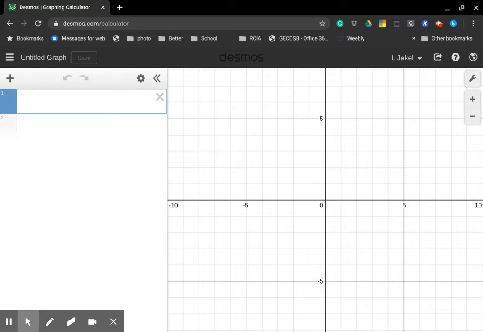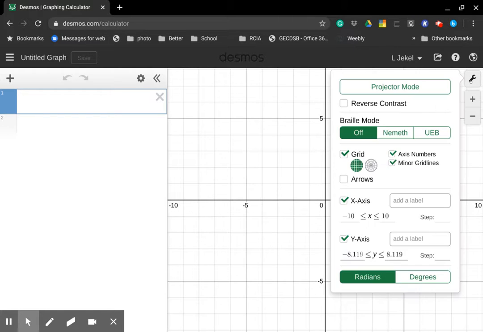Okay, so you're at desmos.com/calculator. Go to the wrench where it says graph settings in the top right corner. One thing you have to do for sure for what we need is go to degrees.